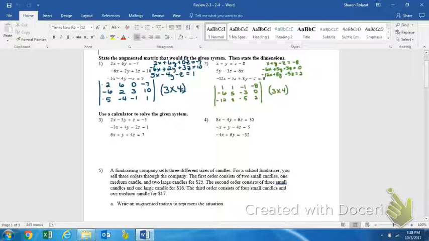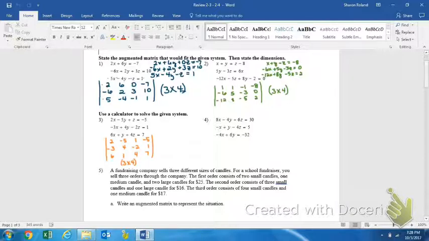All right, on number 3, it says to use the calculator to solve the given system. Before we can put it in the calculator, we have to have the augmented matrix. Your x's are already lined up, your y's are lined up, your z's are lined up, and the numbers are on the other side of the equal sign. So your augmented matrix is 2, -5, 1, and -5. -3, 4, -2, and 1. 6, 1, 4, and 7. And this is your augmented matrix. This is a 3 by 4.